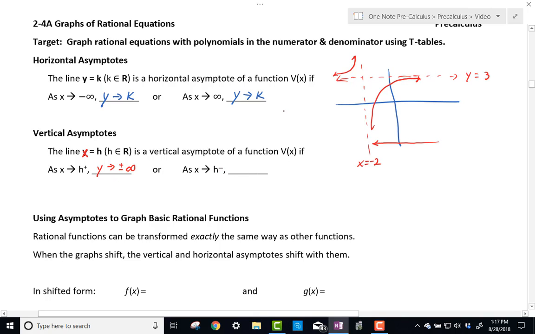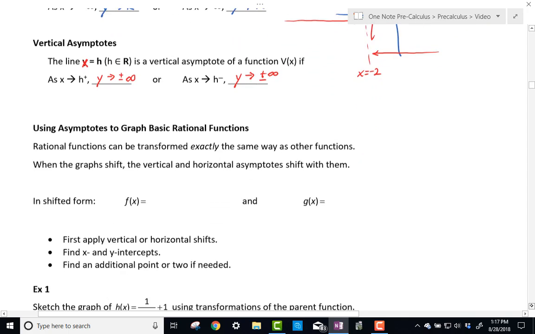So as my graph moves towards the asymptote this way, okay, you can see my curve and my asymptote up here, my graph is going towards positive infinity. So y could be going towards positive infinity, or it could be going towards negative infinity. So those can be plus or minus. That's the definition of a vertical asymptote. We'll talk about an easy way to find both the horizontal and the vertical asymptotes here.